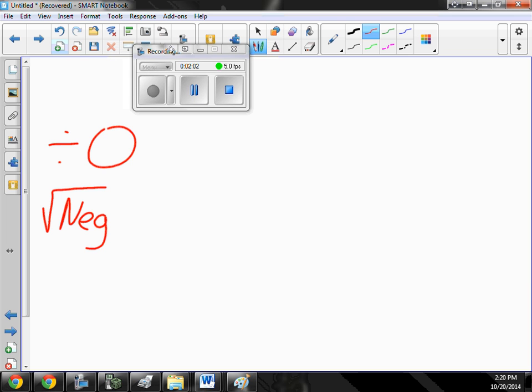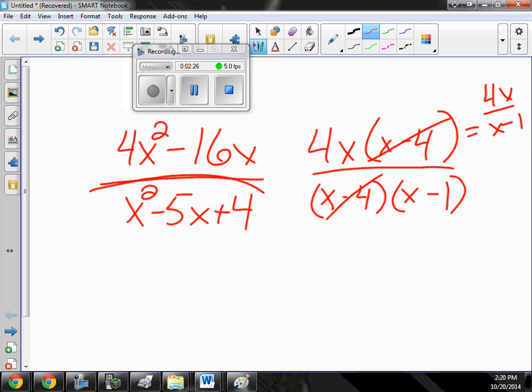Now, square rooting negative numbers is not going to happen today because everything we deal with is a polynomial. And polynomials have whole number exponents, x to the first, x squared, x to the third. So today, we don't have to worry about that. All we have to worry about is dividing by 0. So if we go back to the original function, what makes this 0? Well, if you plug in 0, 0 minus 0 plus 4 is okay. That number would work.